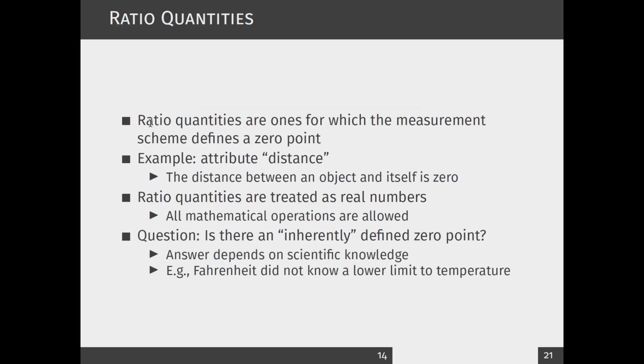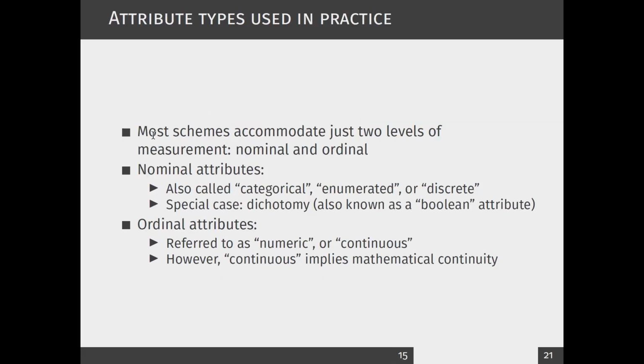The last one we call ratio quantities. In ratio quantity, usually we can talk about the zero point, right? For example, if you calculate the distance between an object and itself, we can say it's zero. So we can treat these as real numbers, which means you can use all the mathematical operations, not like in the previous case. Next. Although we talk about four different types here, the most frequently used are two levels.